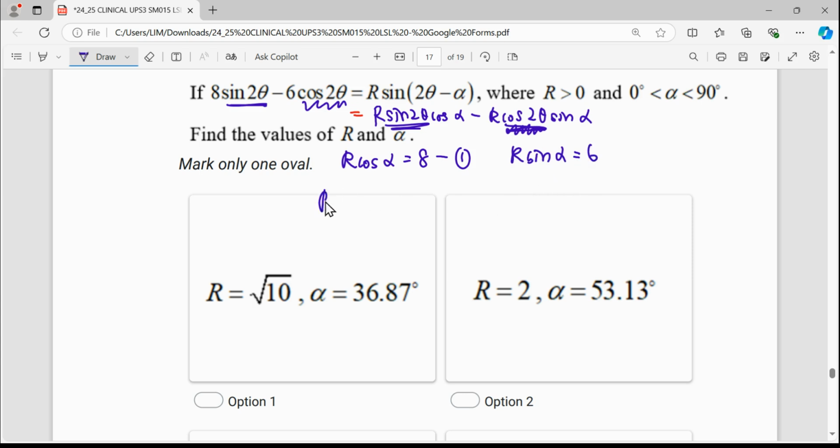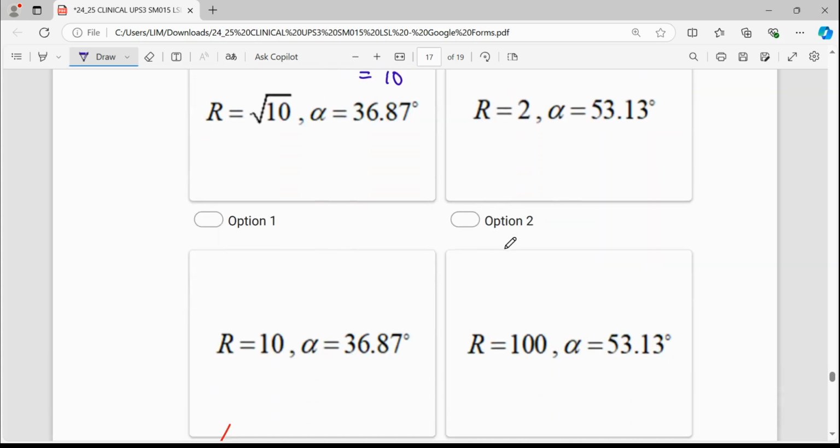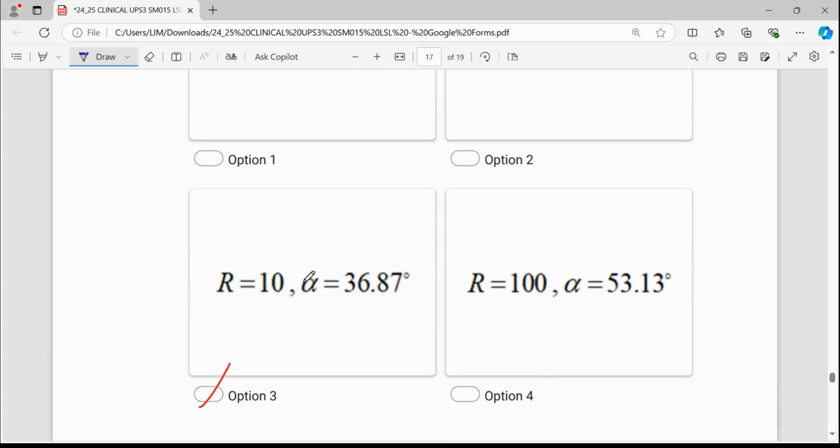To get R, you use identity. So R squared times cos squared plus sine squared, we get 1. So take out the R, so 8 squared plus 6 squared. So R will be square root of 100. We get 10. So here we have our option here.